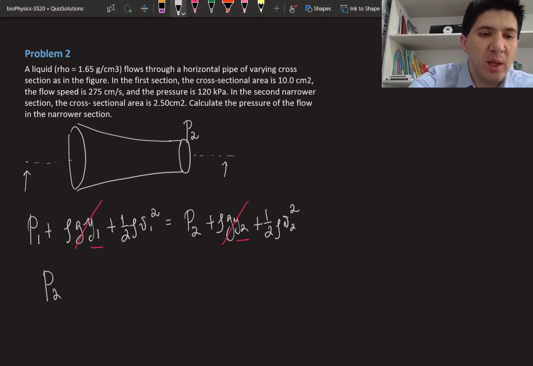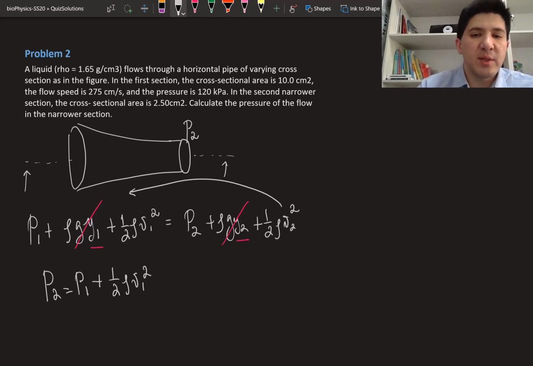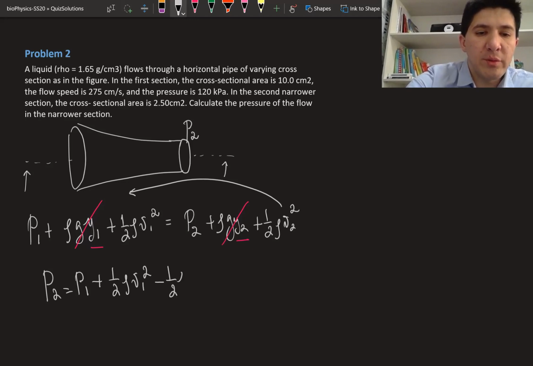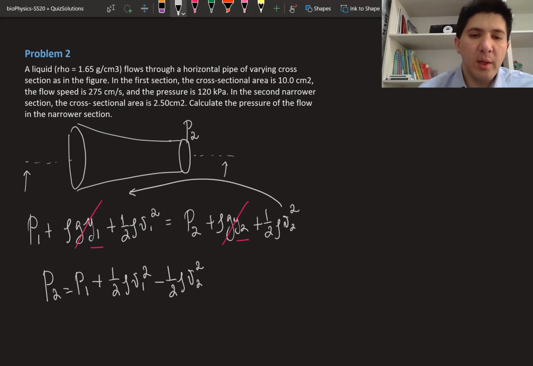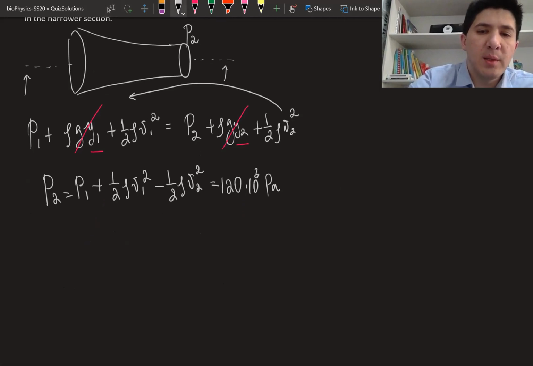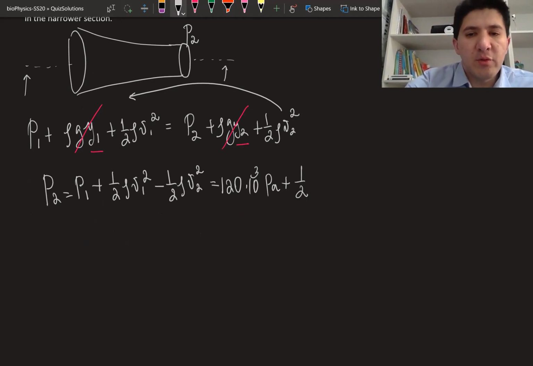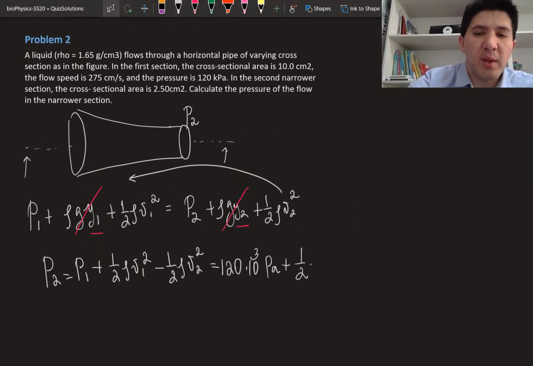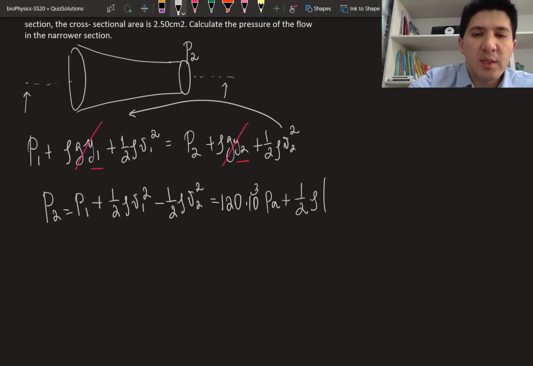So P2 is going to be equal to P1 plus 1/2 rho V1 squared. This term is going to go to the left, so it's minus 1/2 rho V2 squared, right? P1 is equal to 120 times 10 to the power of 3 pascals, kilopascals, so this is the 3. Plus 1/2 rho, times V1 squared minus V2 squared.